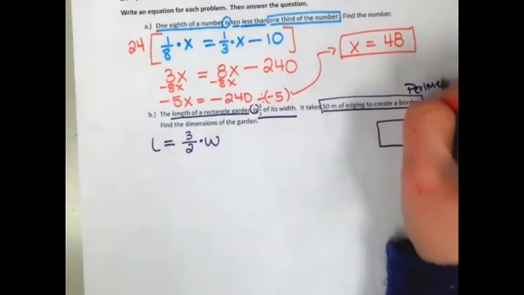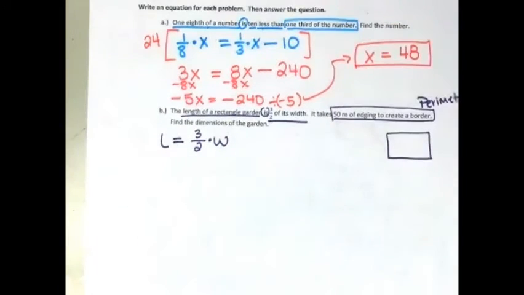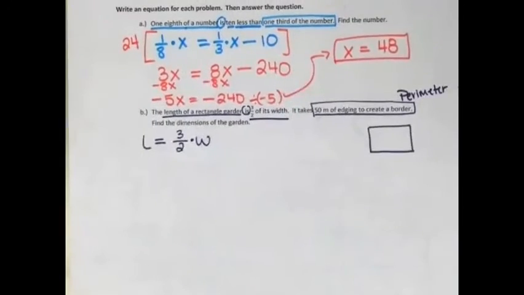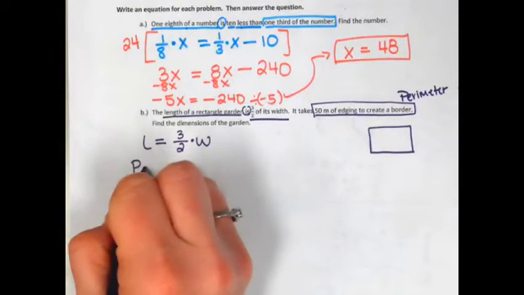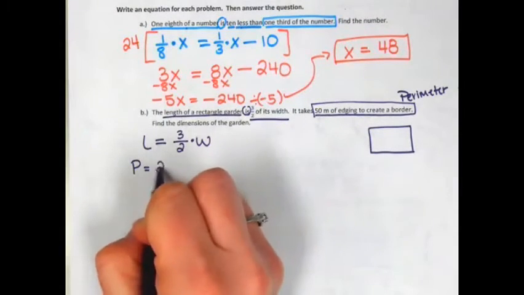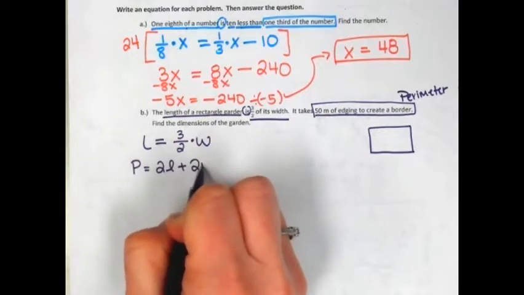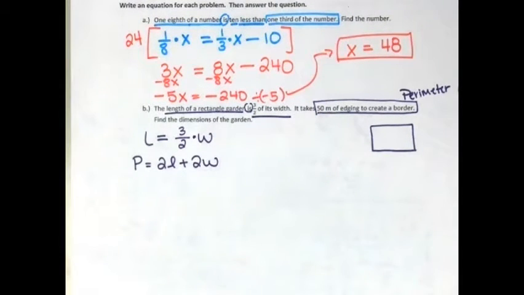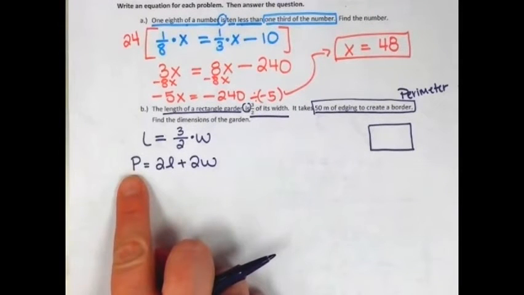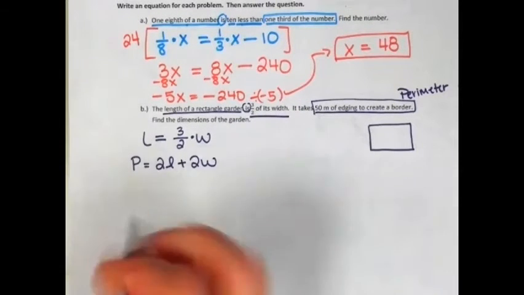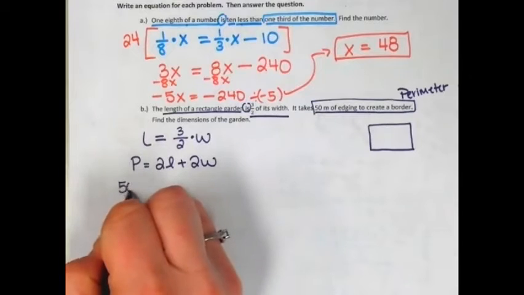And how do we find the perimeter of something? You add up all the sides. So my perimeter, or could I just do 2L plus 2W? Would that work? Yeah. So do we know what my perimeter is? Yeah, my perimeter is 50.